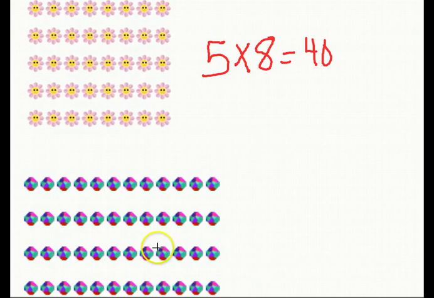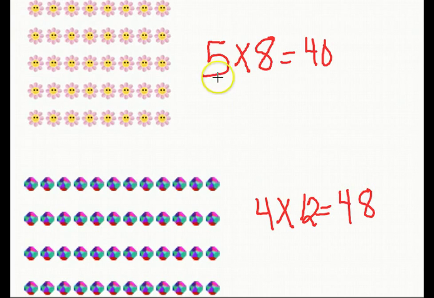Also, we have an array down here at the bottom of some beach balls. I think that's beach balls. It looks like we have 1, 2, 3, 4 rows times, let's count the number going across for our columns, 1, 2, 3, 4, 5, 6, 7, 8, 9, 10, 11, 12. So 4 times 12 is 48.